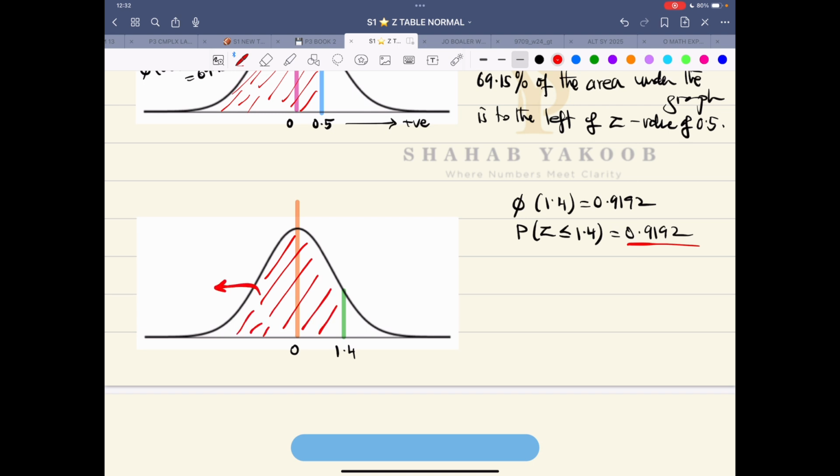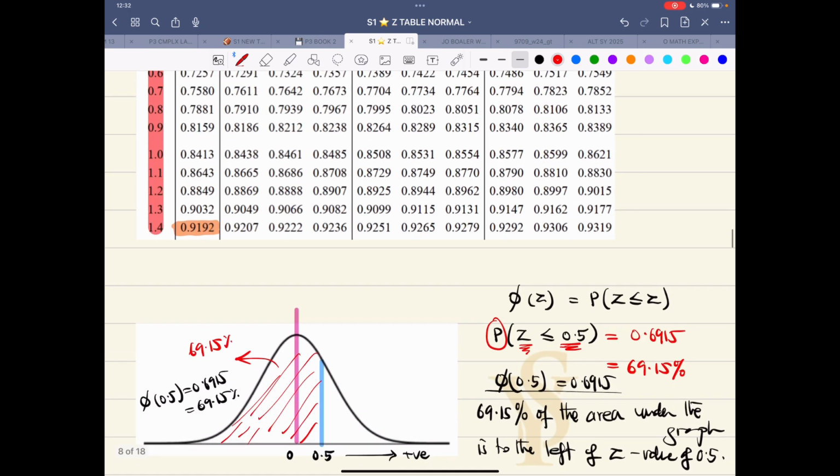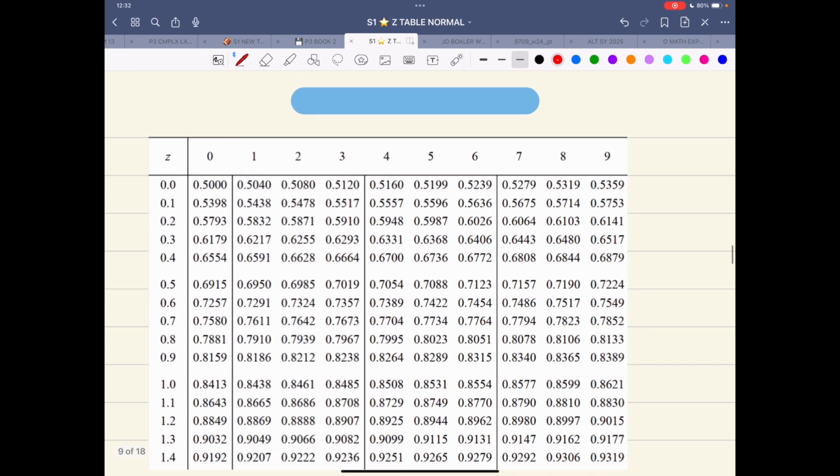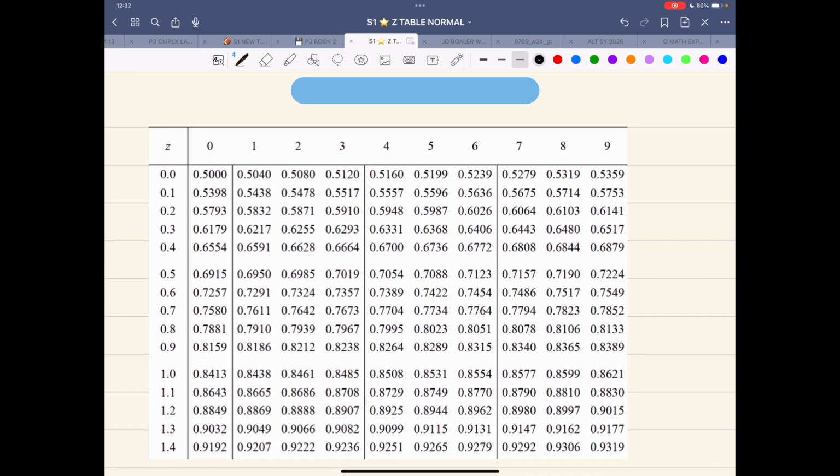This is 91.92%. So that is the basic idea for one decimal place. Now let's focus again, using the Z value to find the P value for two decimal places.